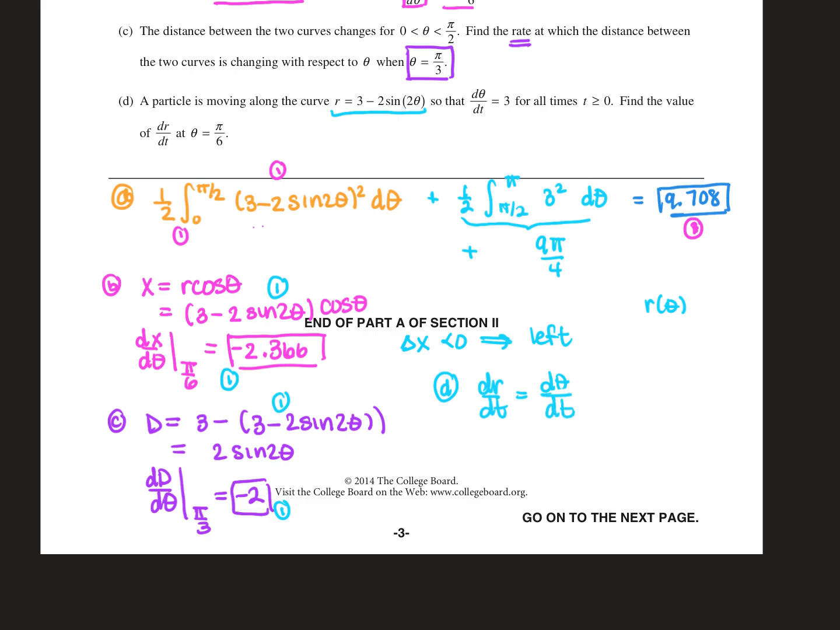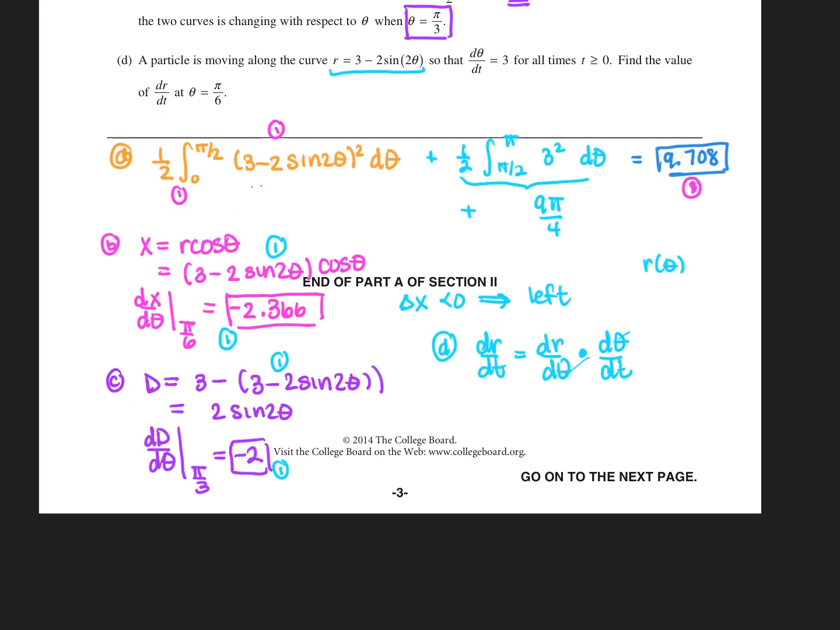Wait, hold on. I wrote that wrong. Oops. The only derivative we can take currently is dr d theta, and then we're going to multiply by the chain rule d theta dt. And you can see right there they cancel out. We can find dr d theta. We can do that in our calculator. So dr d theta at theta equals pi sixth is -2. They told us that d theta dt is 3. So we know dr dt is -6.